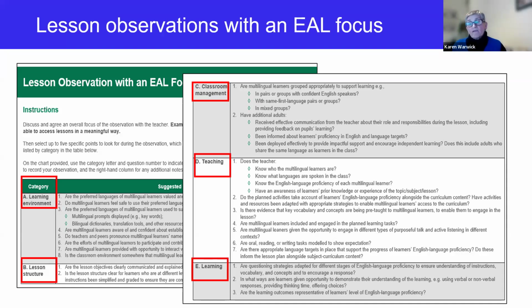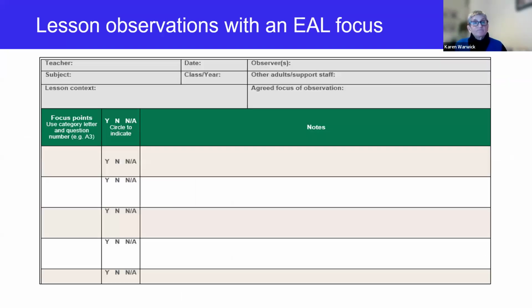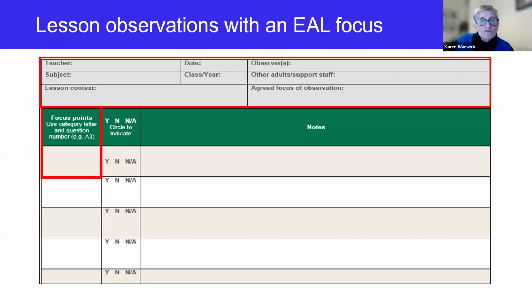So that's a discussion between the observer and the teacher, and it's hoped that the teacher will very much be empowered in this process, because it's their observation and what they want to develop. There is space to put all that information in there, and on the left-hand column here, you can see that's where you put your focus point in the chart.